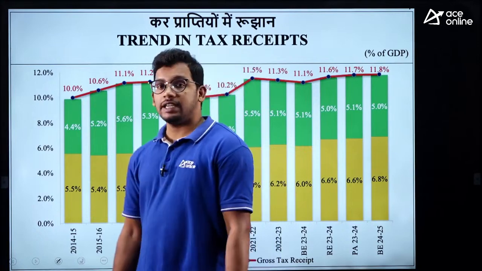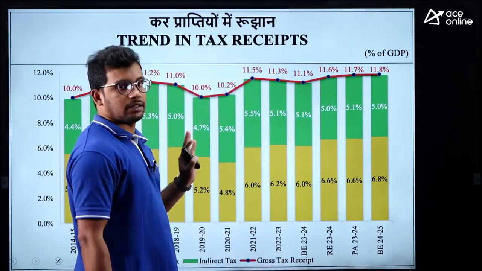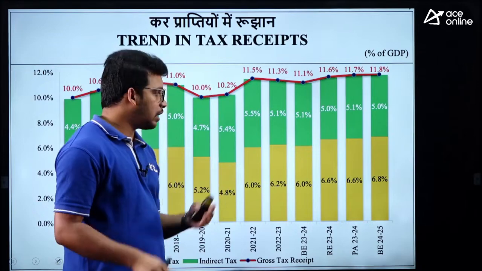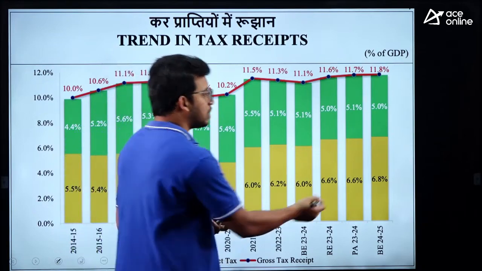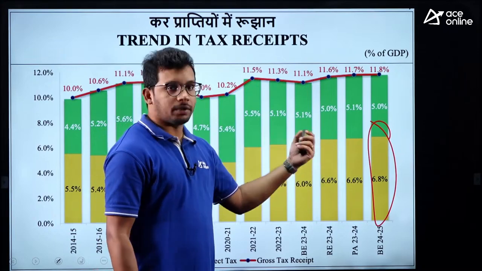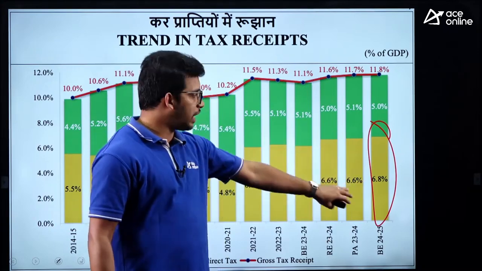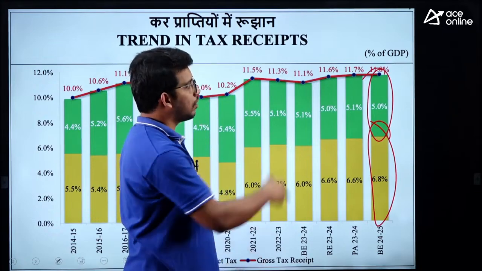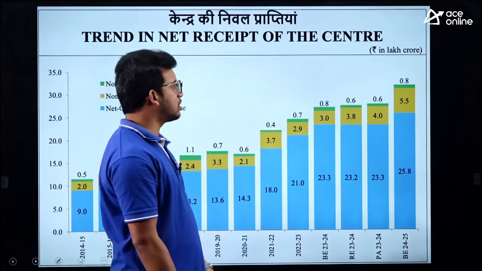Next one, trends in tax receipts. How is the government receiving tax? There are two types, direct tax and indirect tax. We have already seen that 6.8% of the total GDP is direct tax and 5% of GDP is indirect tax, right. We have seen this in the beginning itself.